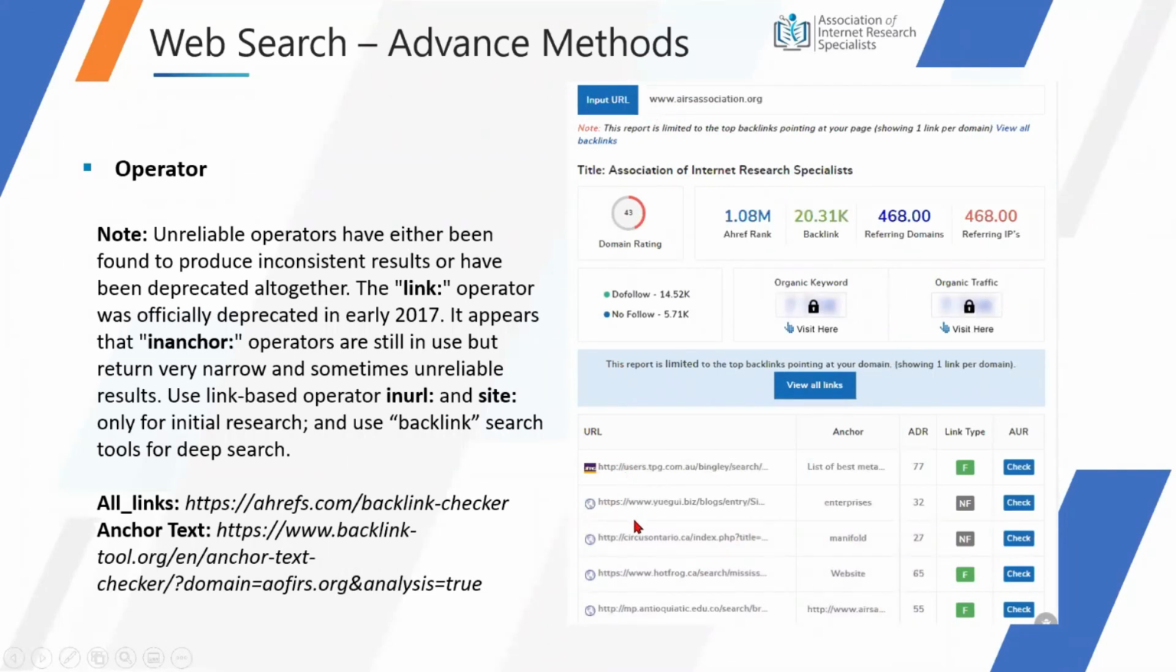So all these are external links, which means that if I click on this, for example, I will get to a page that would have a link associated with airsassociation.org. So this is the way that you're going to be able to discover it, but not through link.